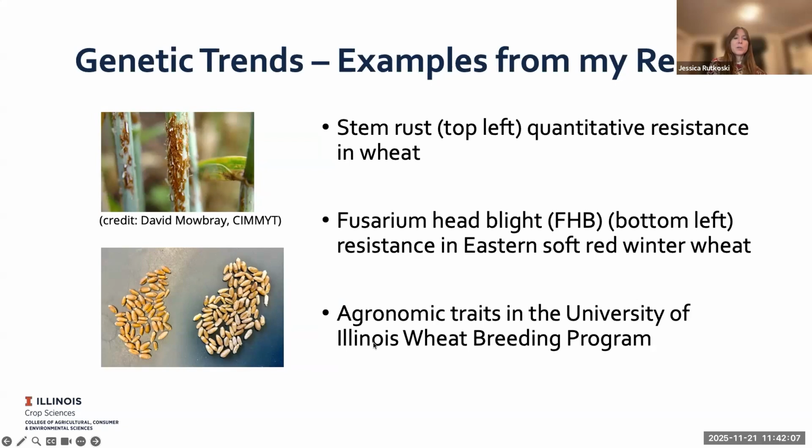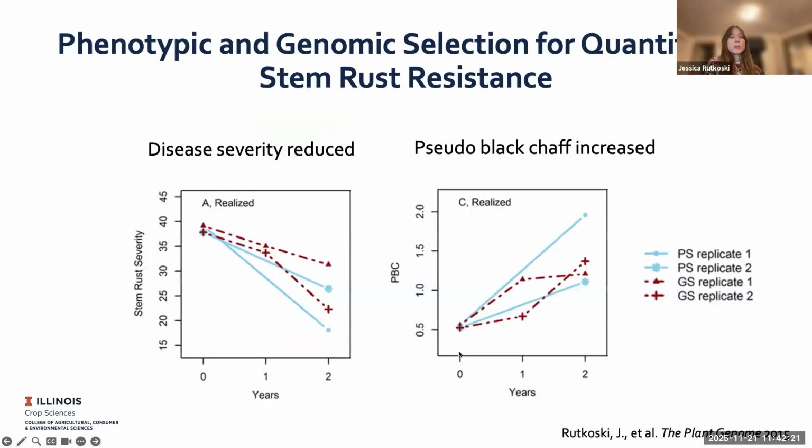And then I'm going to show you examples from my work here at the University of Illinois and the wheat breeding program, and some genetic changes that we have effected in the wheat breeding program. So first, as I mentioned, when I was a student, I worked on looking at recurrent selection for stem rust resistance in spring wheat.